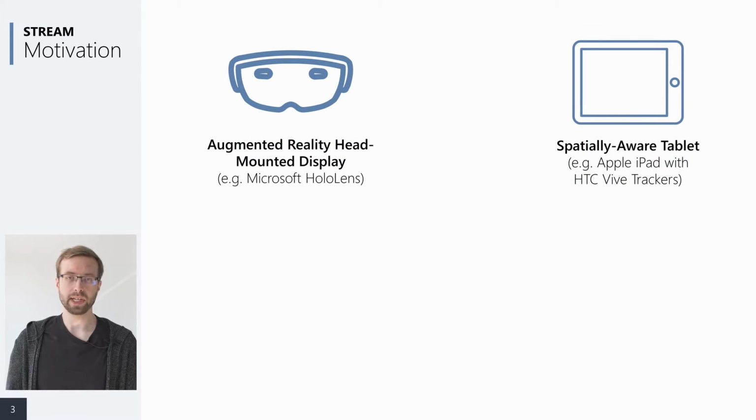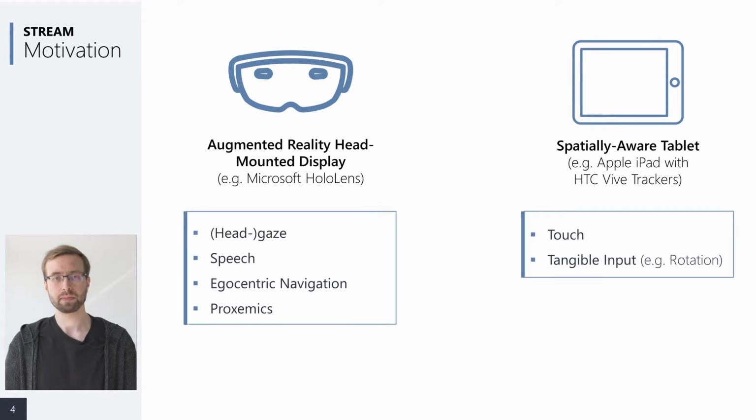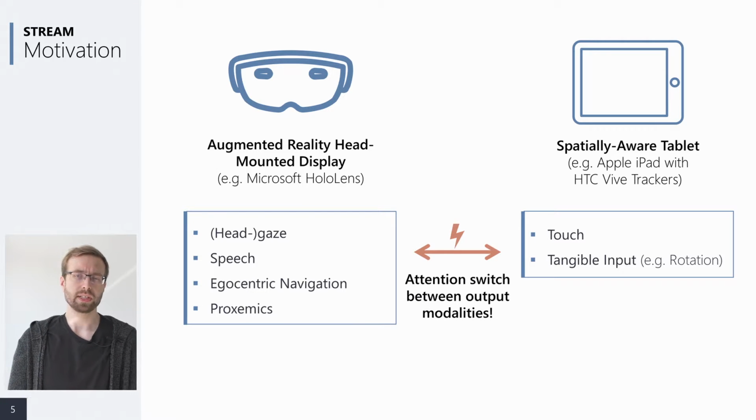Stream improves upon interaction in AR by using a hybrid user interface consisting of an AR HMD and a spatially-aware tablet. In addition to the HMD's existing input modalities, such as head gaze and speech input, we can additionally employ the tablet's touch input and spatial awareness as a tangible input, thereby avoiding tiring and possibly imprecise mid-air gestures. However, this also means that users need to switch their attention between the two different output modalities.